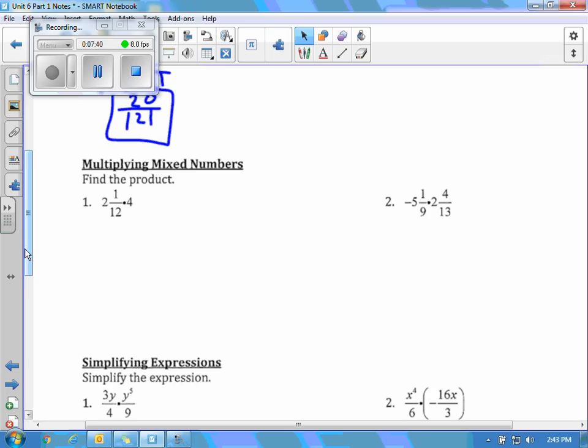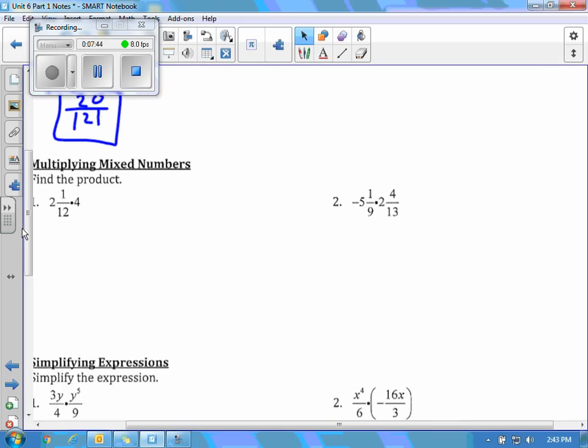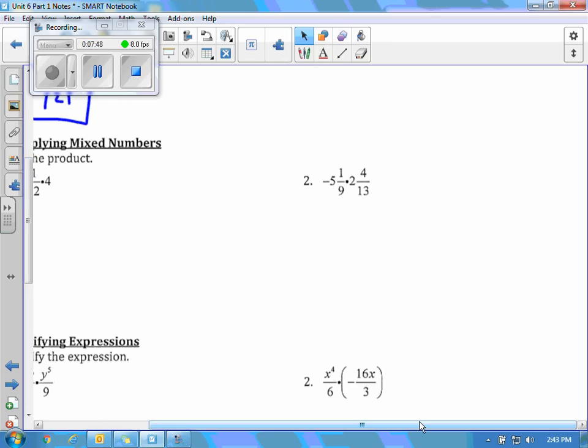Next up, we have multiplying mixed numbers. I'm going to leave 1 for you guys. I'm going to show you number 2 because I think that's a little bit harder. Okay. So first thing I want to do is turn these mixed numbers into improper fractions. So for the first one, I'm going to do 9 times 5 plus 1, which is 46. Again, 9 times 5 plus 1 is 46 over 9. I still have a negative there. Then 13 times 2 plus 4 is 30 over 13.